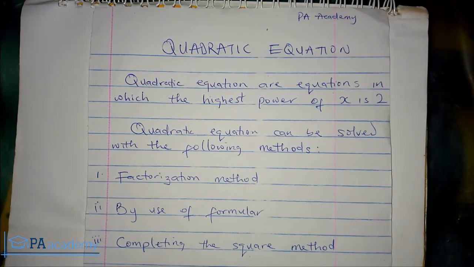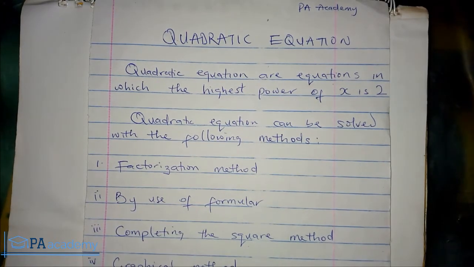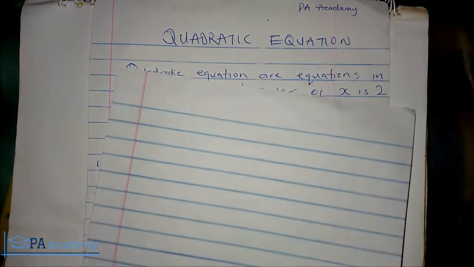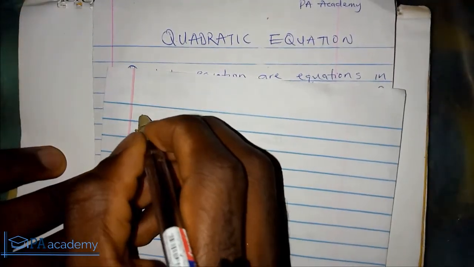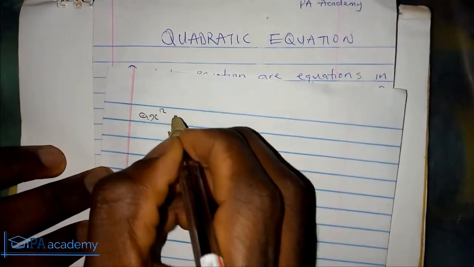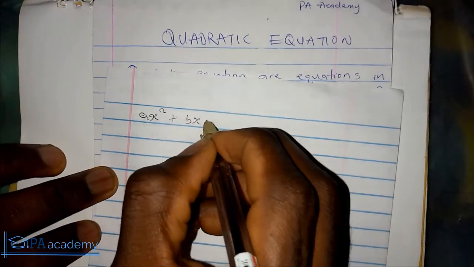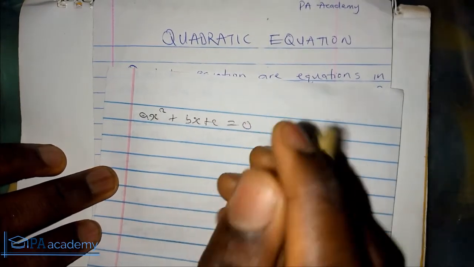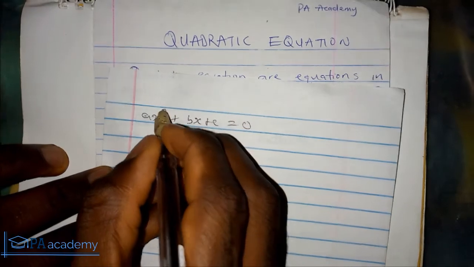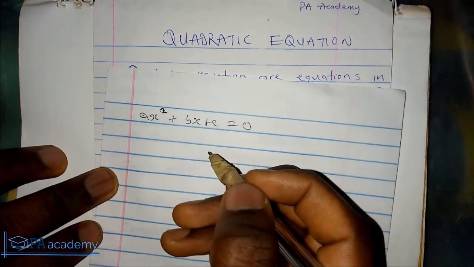So in part one of this video, we are going to be looking at the definition of what we mean when we talk about a quadratic equation. With what I have here, it says quadratic equations are equations in which the highest power of x is 2. This is what we mean. So once you see an equation like this, ax squared plus bx plus c equals 0, the highest power of x here is 2. We call it a quadratic equation.